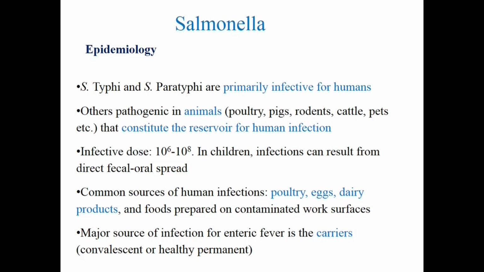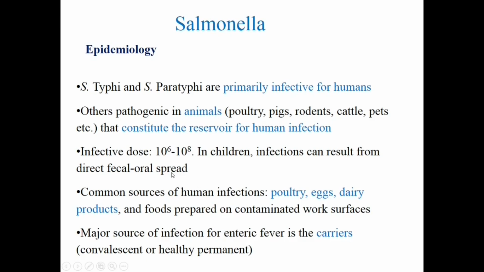The infective dose for Salmonella infection, like I had mentioned to you, is around 10 to the power 6 to 10 to the power 8 colony forming units per ml. So it is a very high dose. You must remember this, because later when you are taught about another infection like Shigella, which causes dysentery, the infective dose is very low. So even if a person is exposed to a very small dose, he will end up with the infection, like dysentery in Shigella. But here the infective dose is very high. In children, infections can result directly from fecal-oral spread, not necessarily from contaminated food or water.